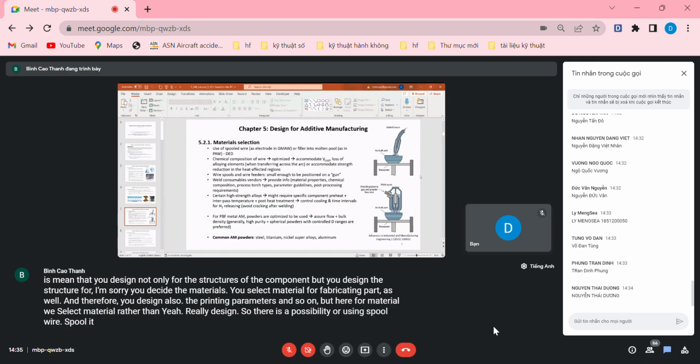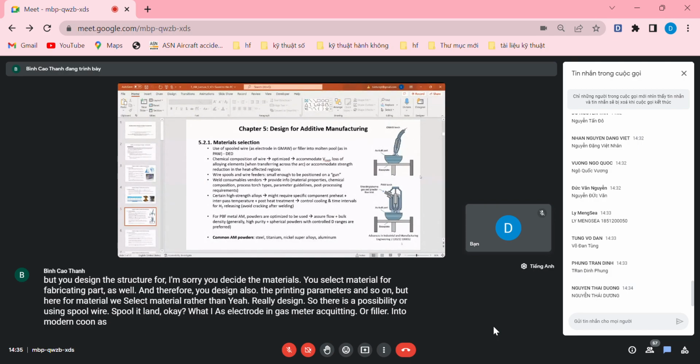Spooled là cái cuộn dây đúng không? Cuộn dây. As electrode in gas metal arc welding or filler into molten pool as in plasma arc welding and direct energy deposition.